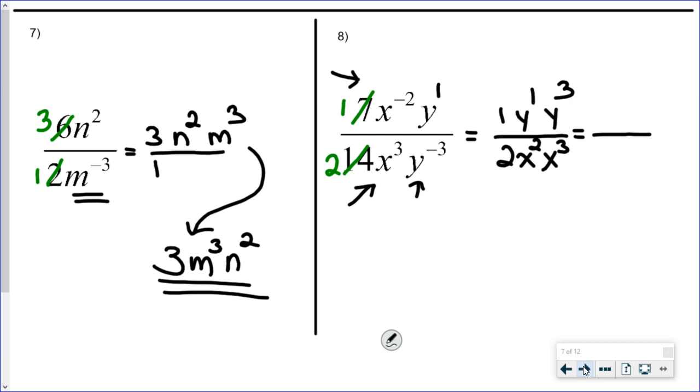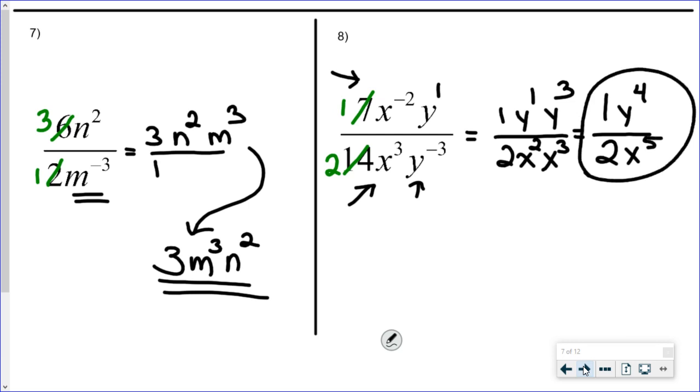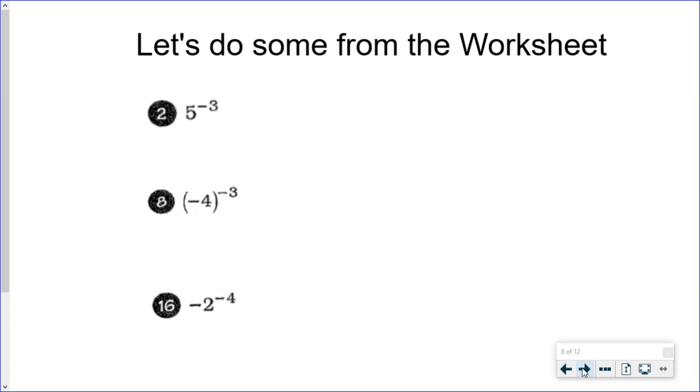Now, do you see I have 1 y to the 4th and 2 x to the 5th by using my rules I've learned over the past few days. Adding exponents, not multiplying. Okay, let's see here.